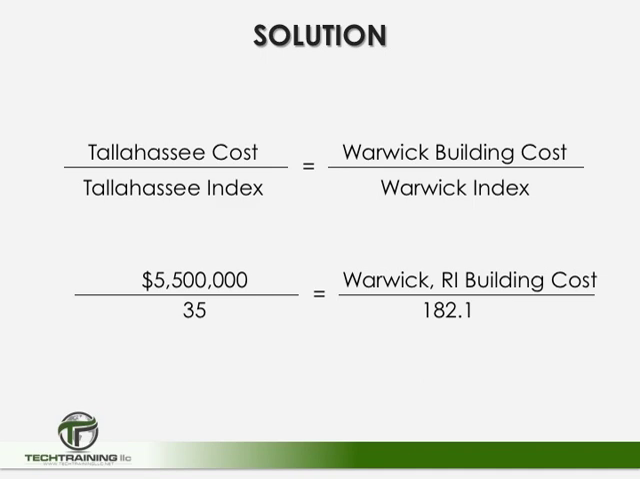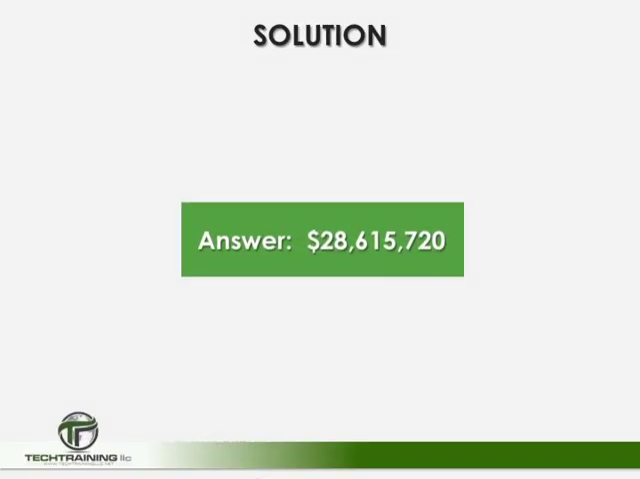And when we do our cross multiplication, we should come up to an answer of $28,615,720. And again, we're rounding this up from $28,615,714.29.